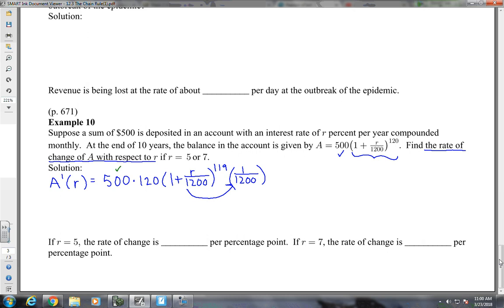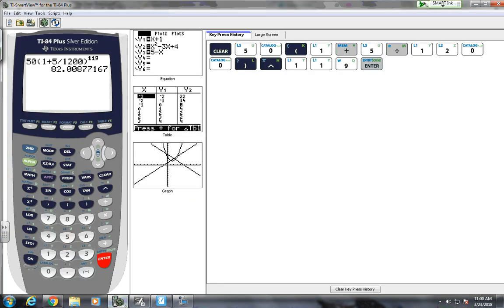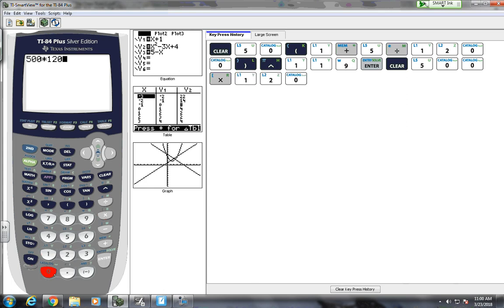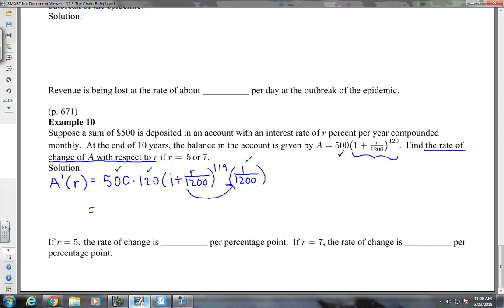We can take some time to multiply out all of our numbers. We can evaluate 500 times 120 times 1 over 1200. Now, just to be sure I don't mess that up, I'm going to use my calculator to evaluate that. So we have 500 times 120 times 1 divided by 1200. And that gives us a new constant of 50. So I can simplify this as 50 times 1 plus R over 1200 to the 119th power. That's my derivative.